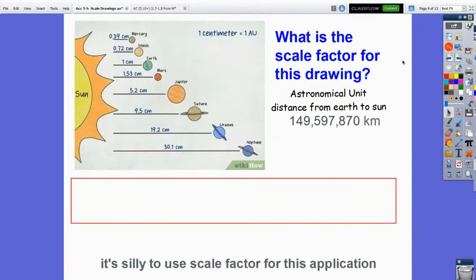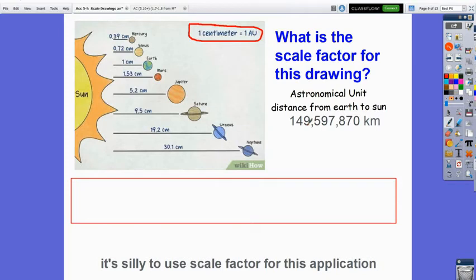All right, so what do you have to be able to do with this? Well, if you're given the scale, you could find the scale factor. We kind of looked at this before. So what is the scale factor for this drawing of the solar system? 1 centimeter, here's the scale of the drawing. It's shown on the drawing that 1 centimeter equals 1 astronomical unit. Okay. 1 astronomical unit is the distance from the Earth to the sun, which is 149 million, roughly 150 million kilometers. Okay. So how do I get the scale factor?